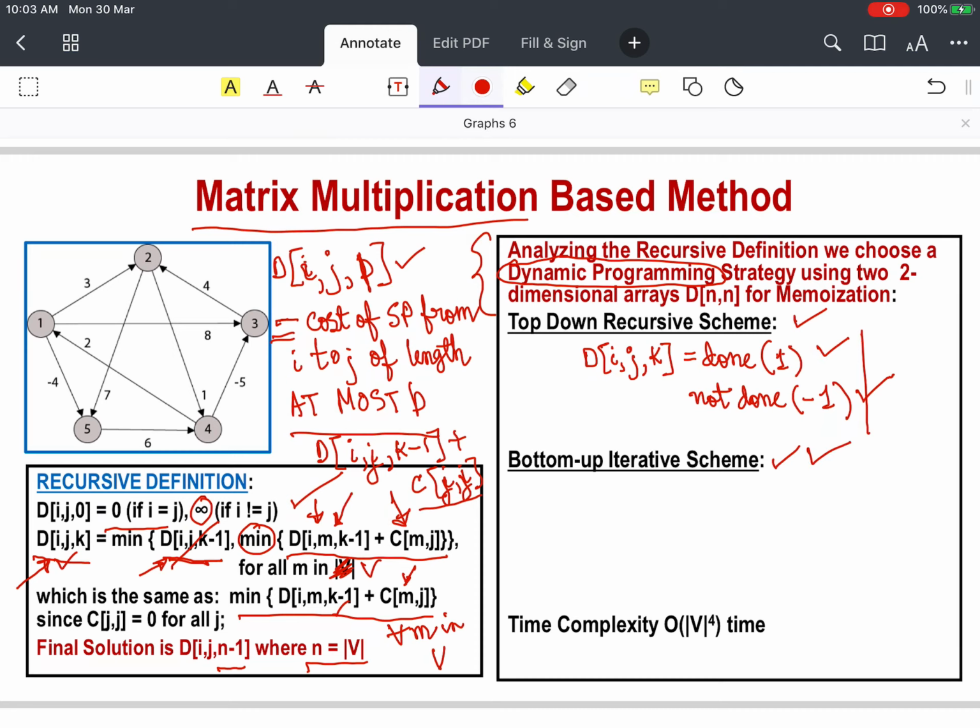Coming to the iterative algorithm, we have again seen how to do the iterative algorithm. And this iterative algorithm, as you can see, has got one loop which will do i and j.